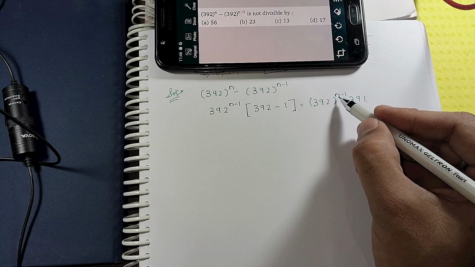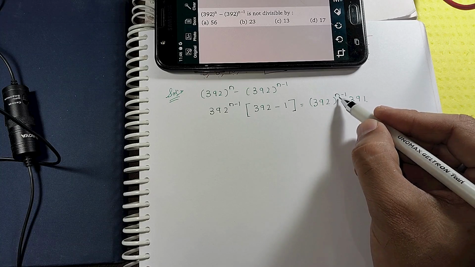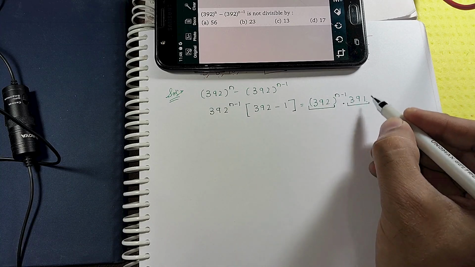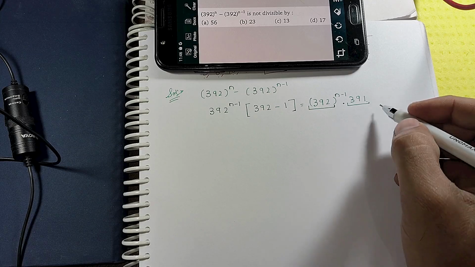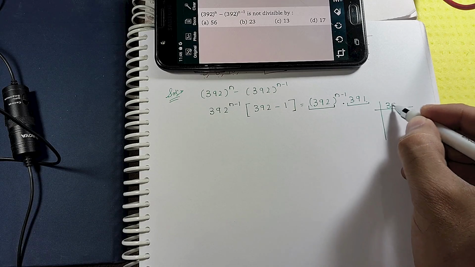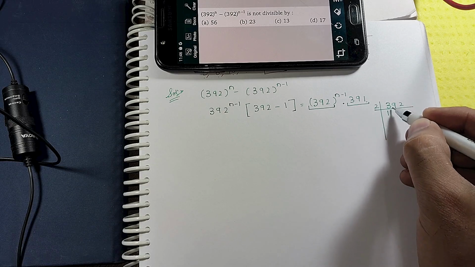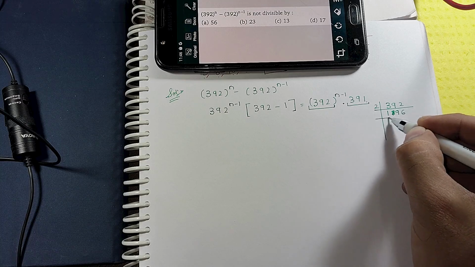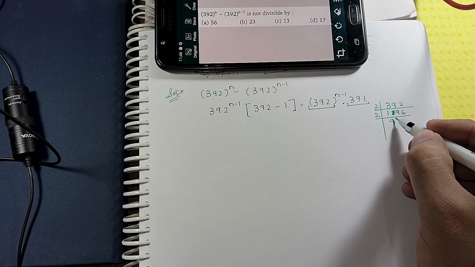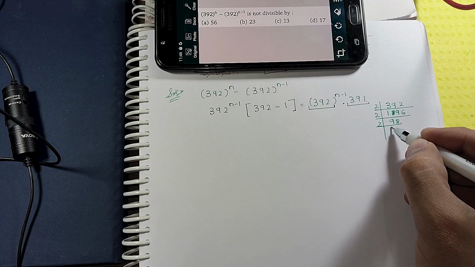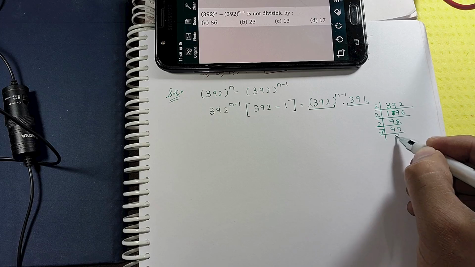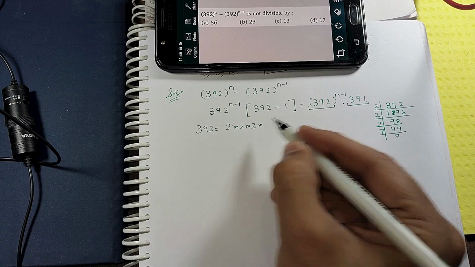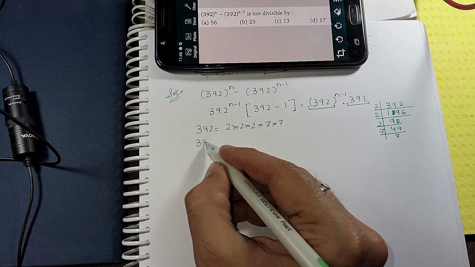Now whatever be the value of n, 392 has to be there, right? So I need to check whether 392 and 391 divide it or not. Now 392, we will first prime factorize 392. So with 2, 392 gives 196. Now again with 2, we get 98. Again with 2, so this will be 49 and then 7 and 7. So 392 is basically equal to 2 into 2 into 2 into 7 into 7. Now 391.